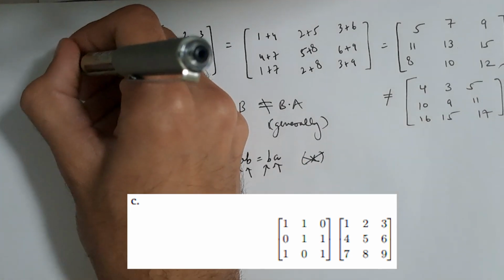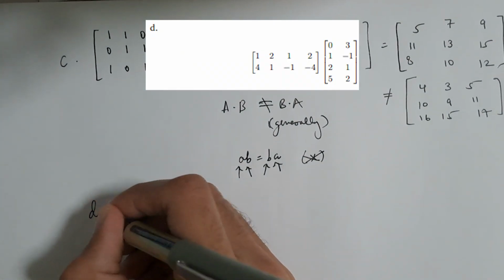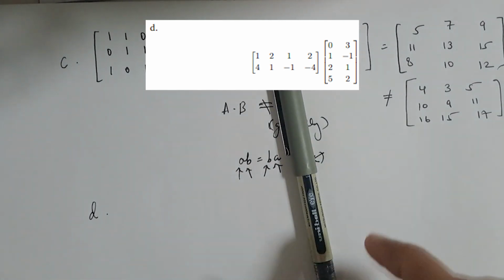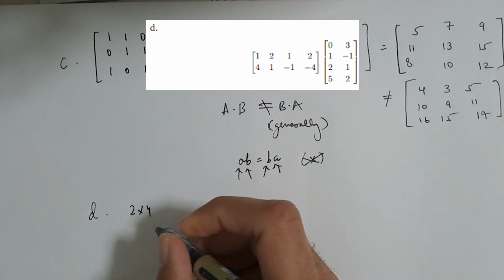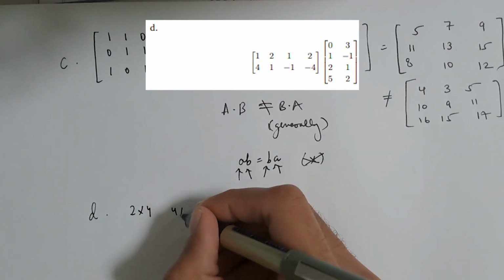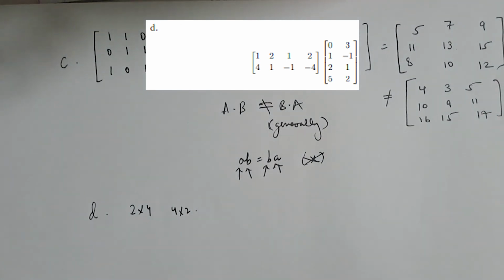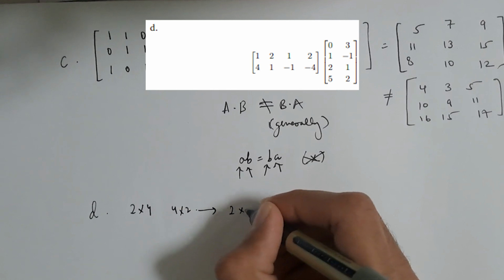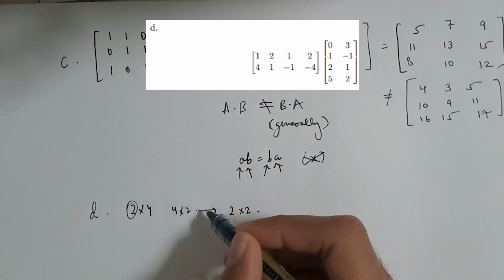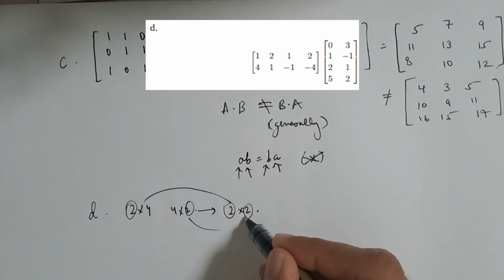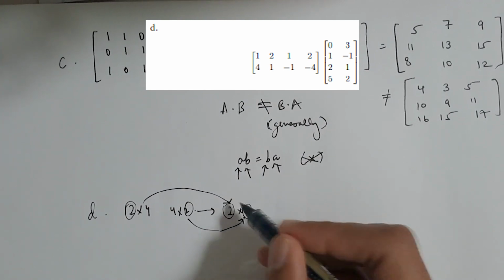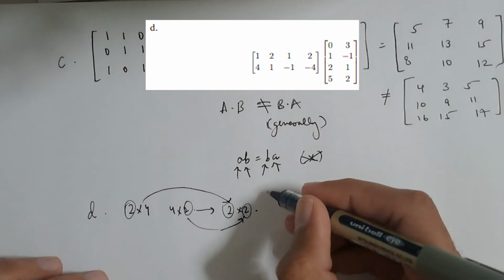Yes, so this was part C. Sorry, I forgot to write that. Think about part D now. Well, part D, let's think about dimensions again. So 2 cross 4 and 4 cross 2, that can work. And the resulting one would be 2 cross 2. Why? This and this. This goes here, that goes there, sort of thing. So that does work.